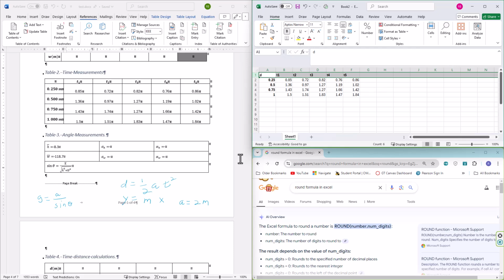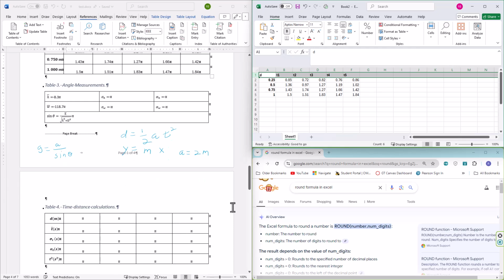Okay, so now if we come down to this table, what do I want? Well, I want my average. I'm just going to call that T average. Okay. I want my standard deviation. I want my absolute error, that's alpha, just call it that, and I want t squared. I'm just going to call that t comma squared.